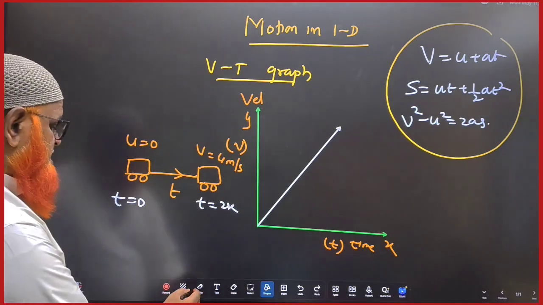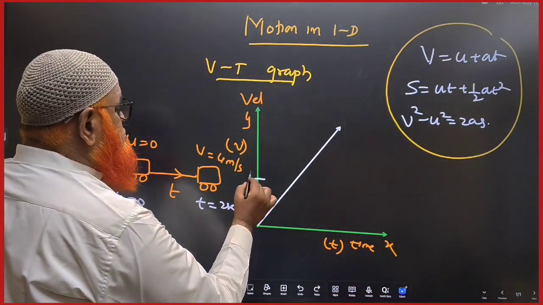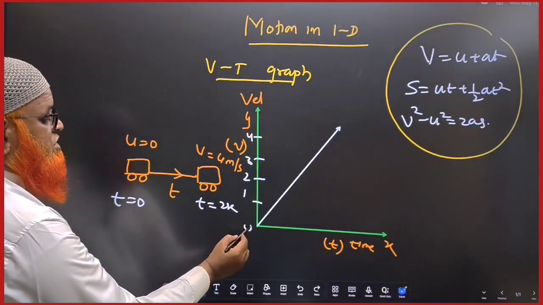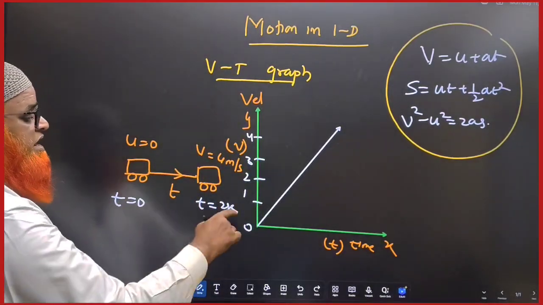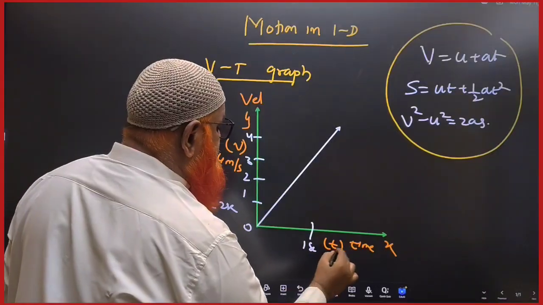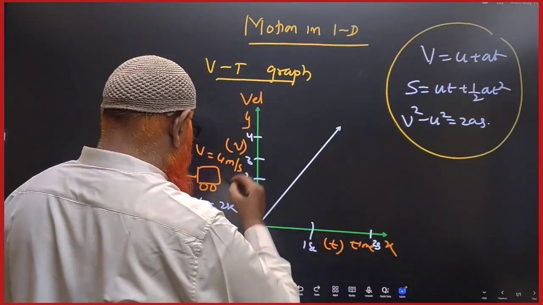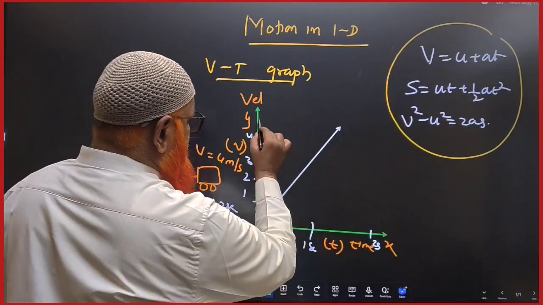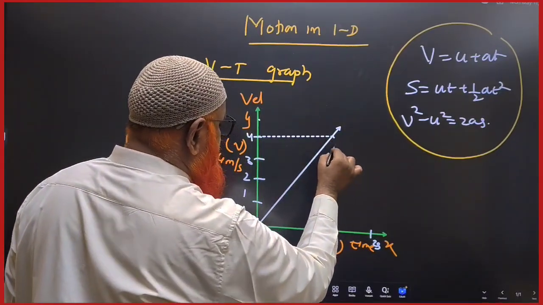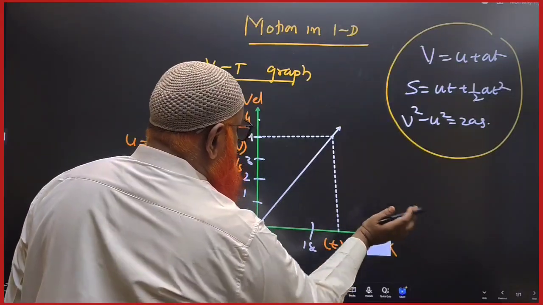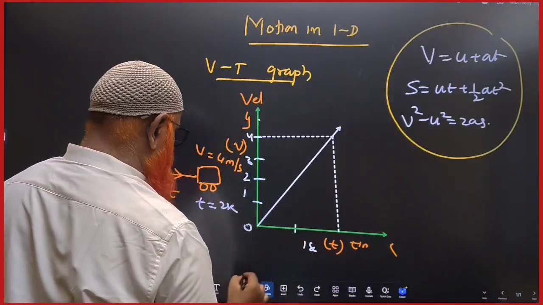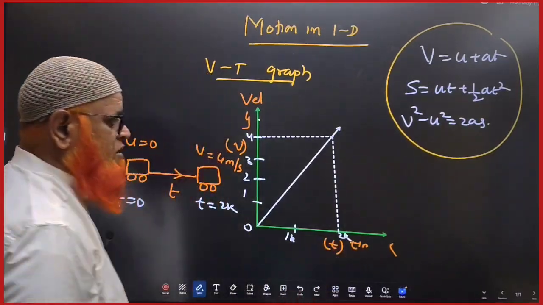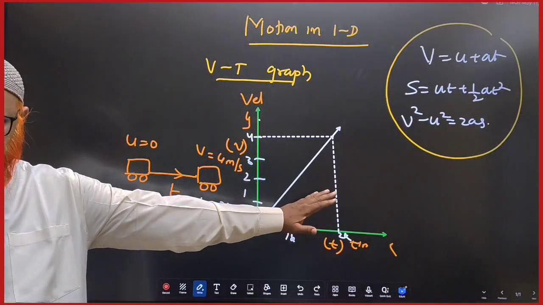Up to where is it going to go? This is 1, this is 2, this is 3, and this is 4. So velocity starts from 0 and increases up to 4, and time taken is 2 seconds, meaning this is 1 second and this is 2 seconds. If I draw one line like this and one line like this, let us imagine this line to be 1 second and this line to be 2 seconds. Now I have represented this situation in terms of a graph.